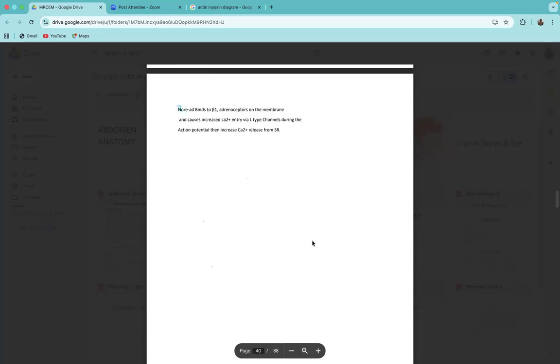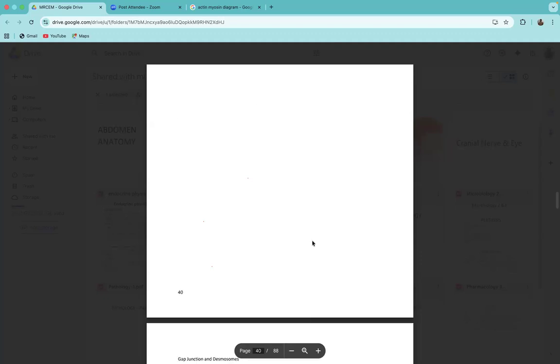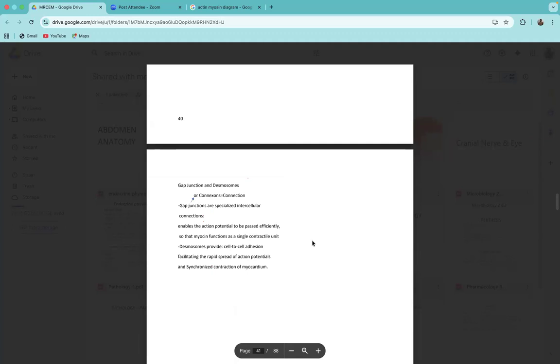Noradrenaline or norepinephrine binds to the beta 1 receptor, and we have already discussed the adrenoceptors on the membrane, and causes increased calcium entry via the calcium channel during the action potential, which causes the calcium release from sarcoplasmic reticulum, and that amount of calcium gets stored, and ultimately which causes the contractility of that cell as well.